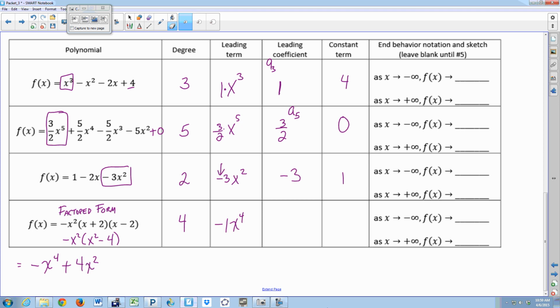Yep. And leading coefficient, Fabian? And the constant term? 0. Okay, so here's your first little additional notes.